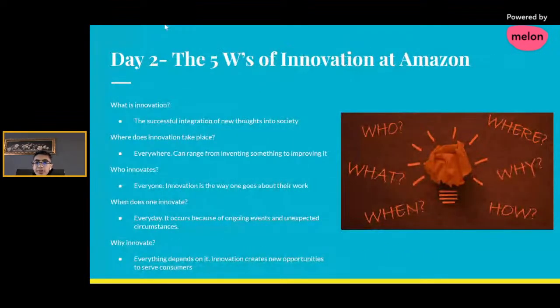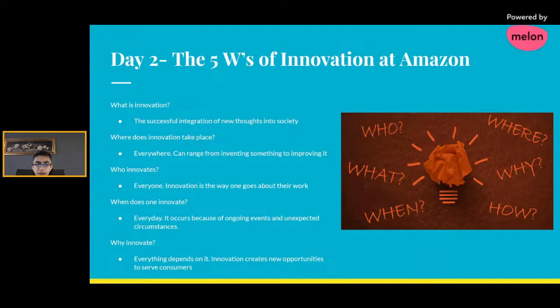Next, let's discuss the 5 W's of innovation at Amazon. First, what is innovation? Innovation is the successful integration of new thoughts into society. Where does innovation take place? Innovation takes place everywhere, and it can range from inventing something to improving it.